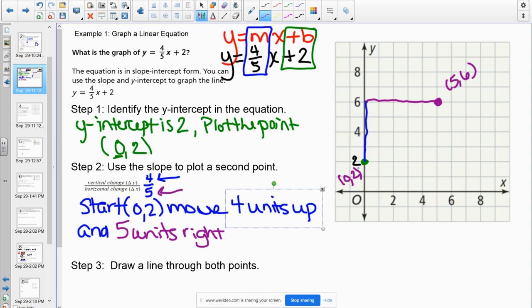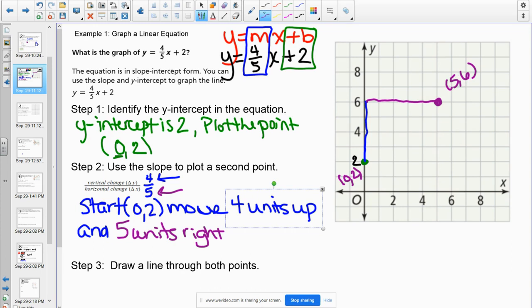So notice if you look at the y-intercept, you think about changing up 4, or the vertical, which is your y-axis. If we go up 4, that 2 turns into that 6, which totally makes sense. And then 0 to the right 5 is going to turn that x value into 5.